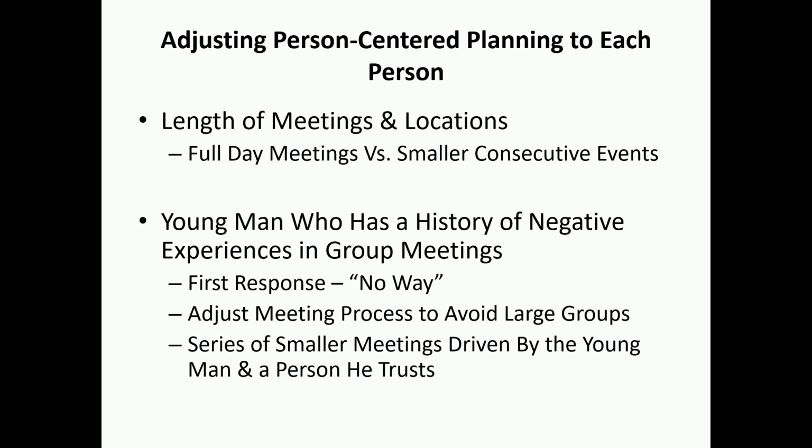Consider the young man who has a history of negative experience in group meetings. This example is not uncommon, where somebody has a history of being talked about at a meeting, or being talked over and not being talked to. So instead, what we want to do is maybe adjust and have smaller meetings that are led by that person and people that that person trusts.